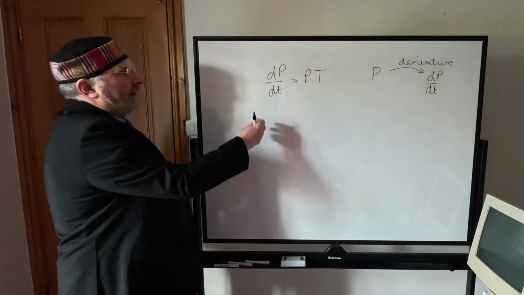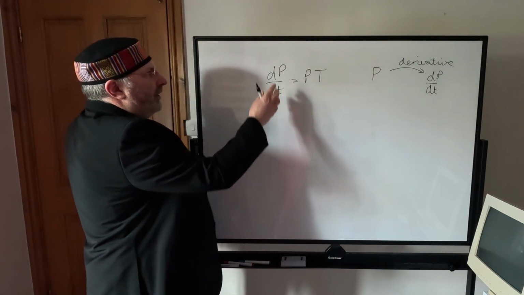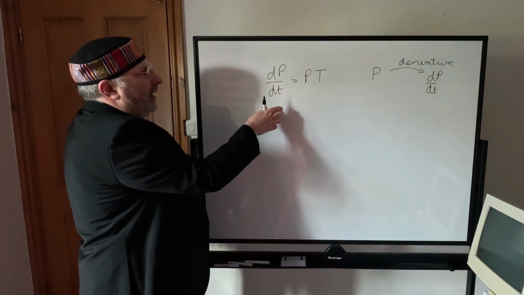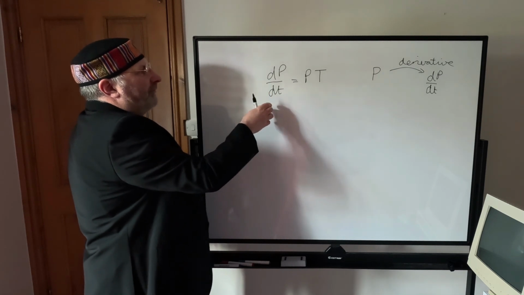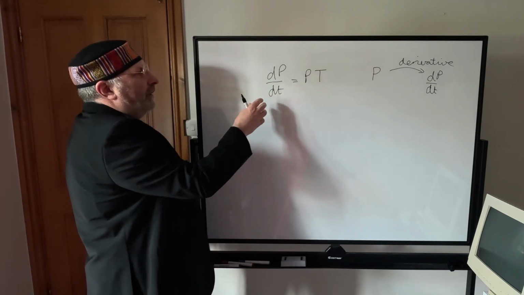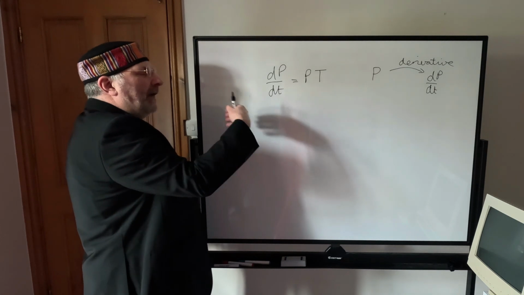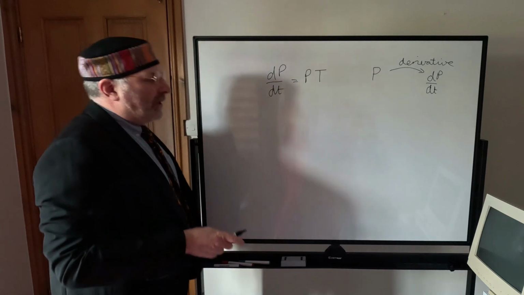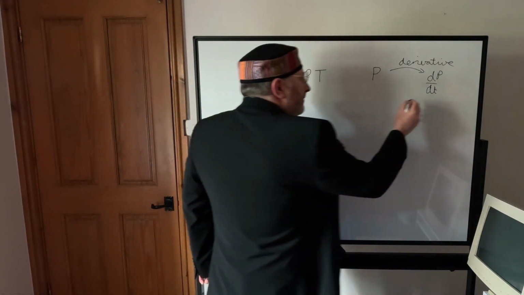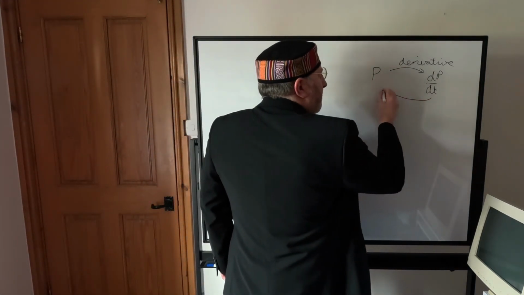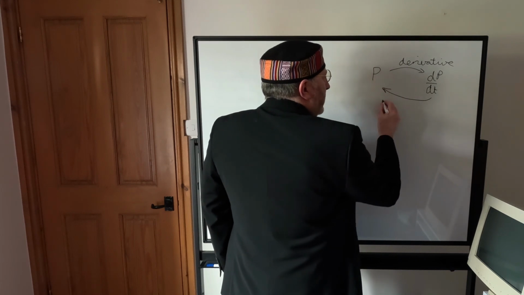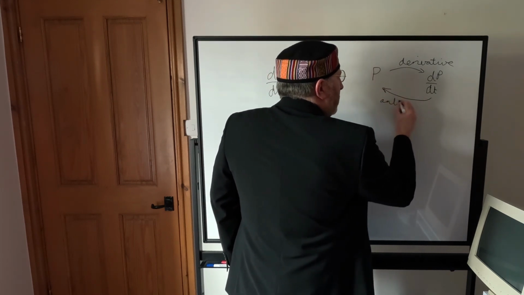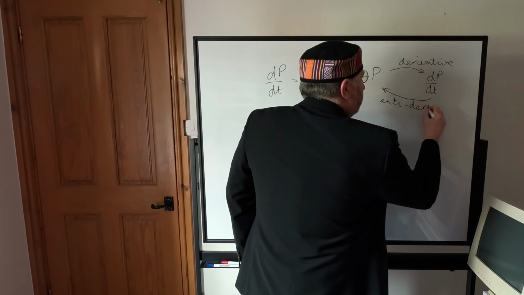But the problem with this equation is that we know what dp by dt is, and what we want to find out is p. So we want to know what the world population actually is if this is the formula for its rate of change. So we want to go from dp by dt back to p, which is, in other words, finding the antiderivative.